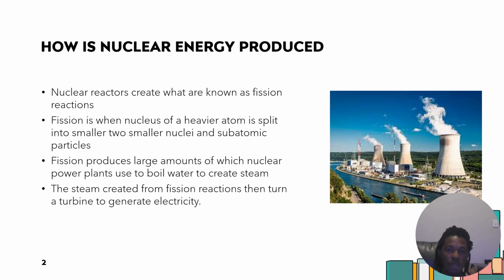Fission is essentially when you take a heavy nucleus of an atom and split that atom into two smaller nuclei and several subatomic parts. Fission produces a lot of energy at power plants. After splitting the nucleus, that reaction creates a lot of heat, which boils water, which creates steam, and that steam turns a turbine, which generates electricity.